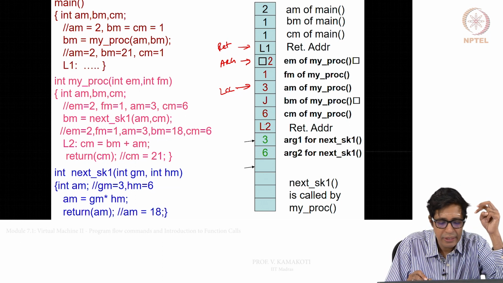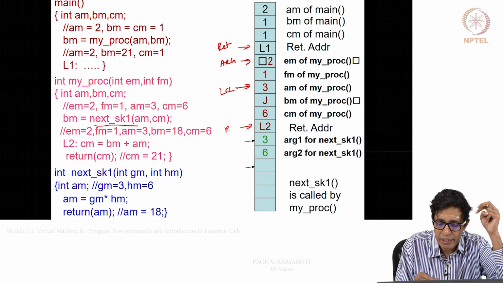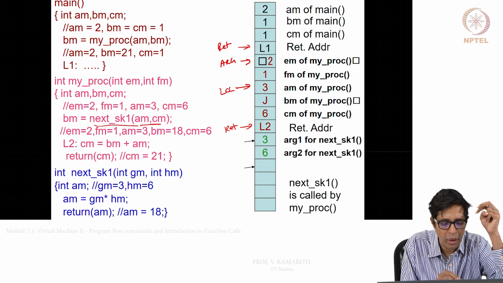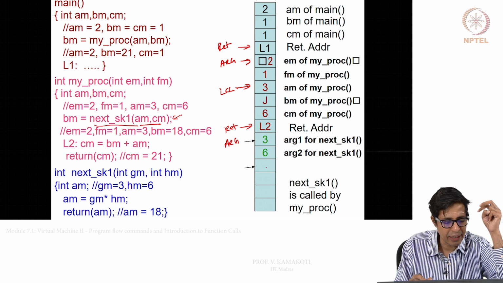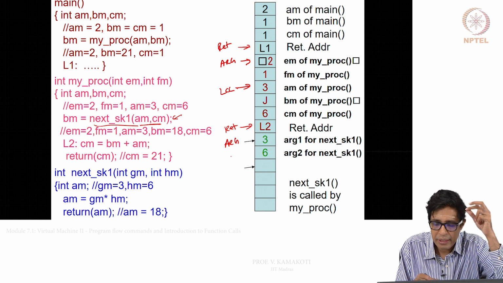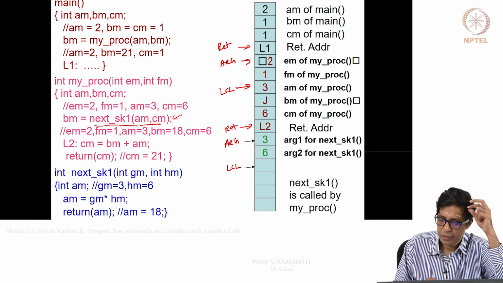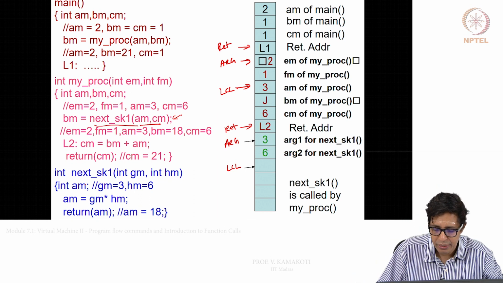Right, and then now myproc in turn calls nestsk1. So this is the return address for that, and it passes 2 arguments, AM and CM, AM is 3 and CM is 6 when this is happening. So this will be the arg for this, arg is 3 and 6, and then you will have the LCL. This is the local for nestsk1, right.